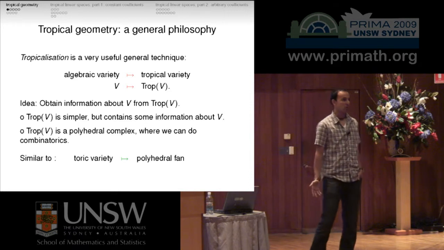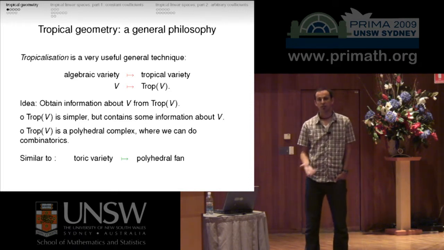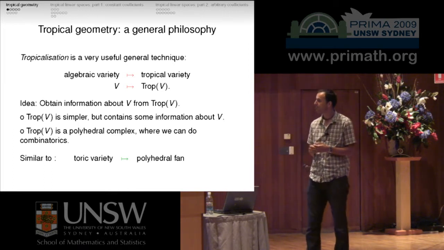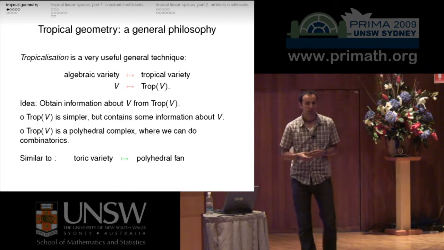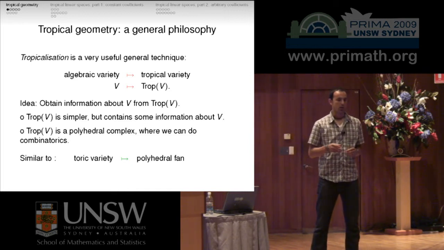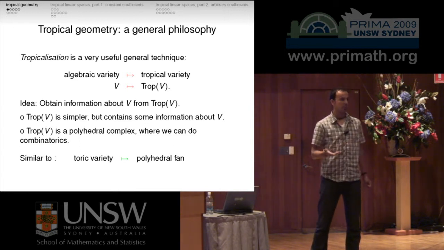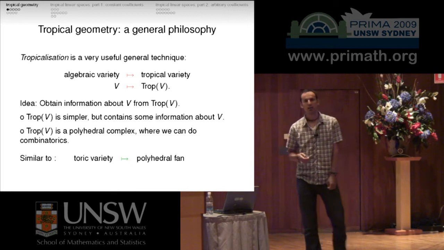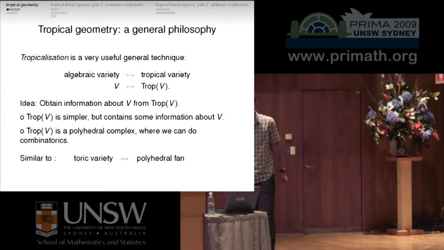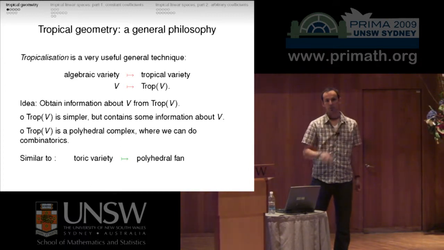One sense in which a tropical variety is simpler is that it's a polyhedral complex, and that means that there's a lot of combinatorial tools that we can apply there. Okay? If you're used to thinking about toric varieties, there's the analogy of how a lot of the properties of a toric variety are controlled by the corresponding polyhedral fan. And this is a good analogy to keep in mind here. Okay? We want to derive properties of the algebraic variety by getting them from the tropicalization.